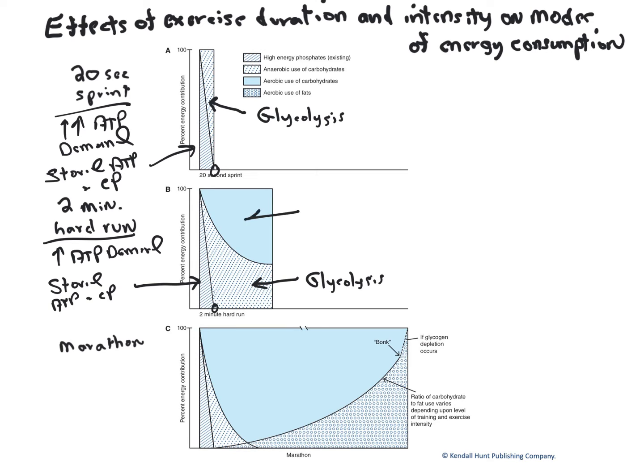But with the 2-minute run, we finally have time to produce ATP aerobically via carbohydrate breakdown. In other words, the pyruvic acids produced as a product of glycolysis now are able to enter the Krebs cycle, and the offshoots of that going to the electron transport chain to produce ATP aerobically.